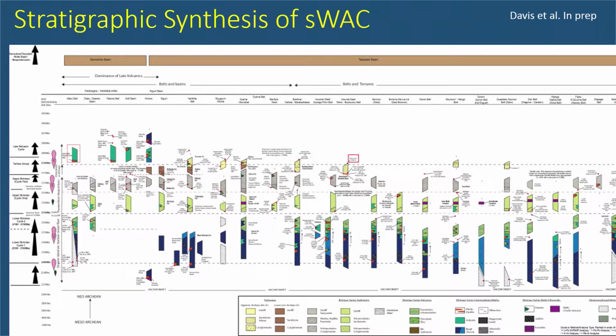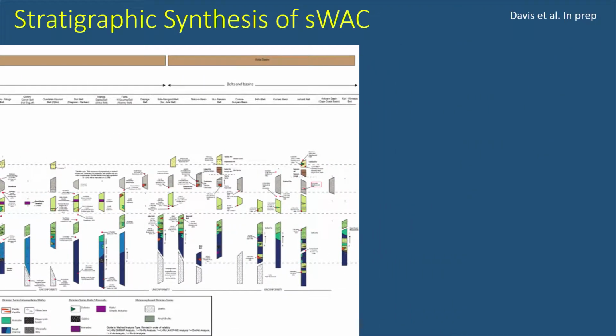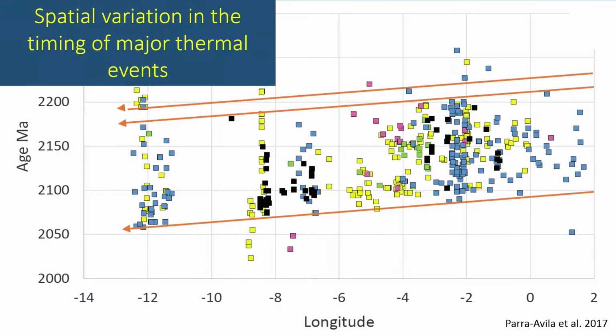And this is the work of James Davis, and it's the stratigraphic synthesis of the southern West African craton. It was too big to fit on one slide. And we can see the first-order similarities and the second-order differences between stratigraphic units across the craton.